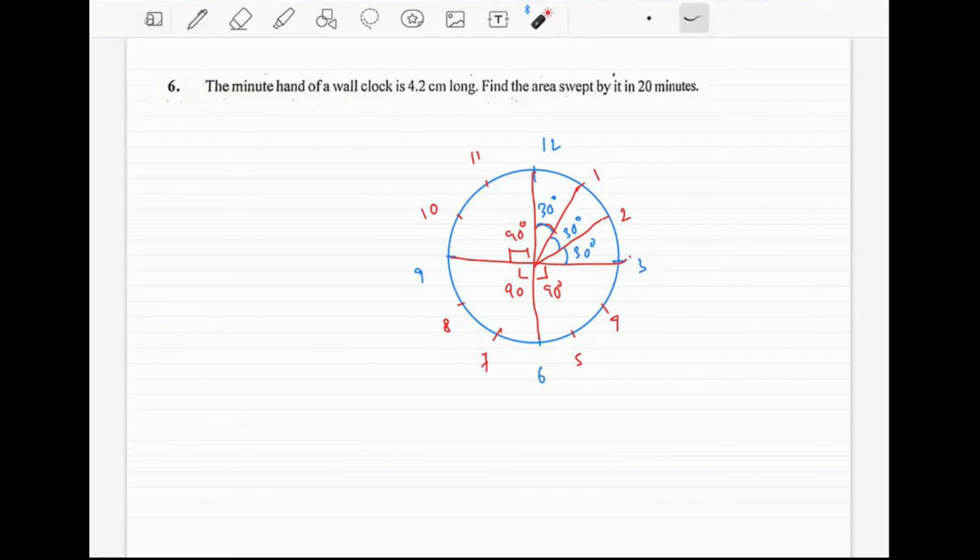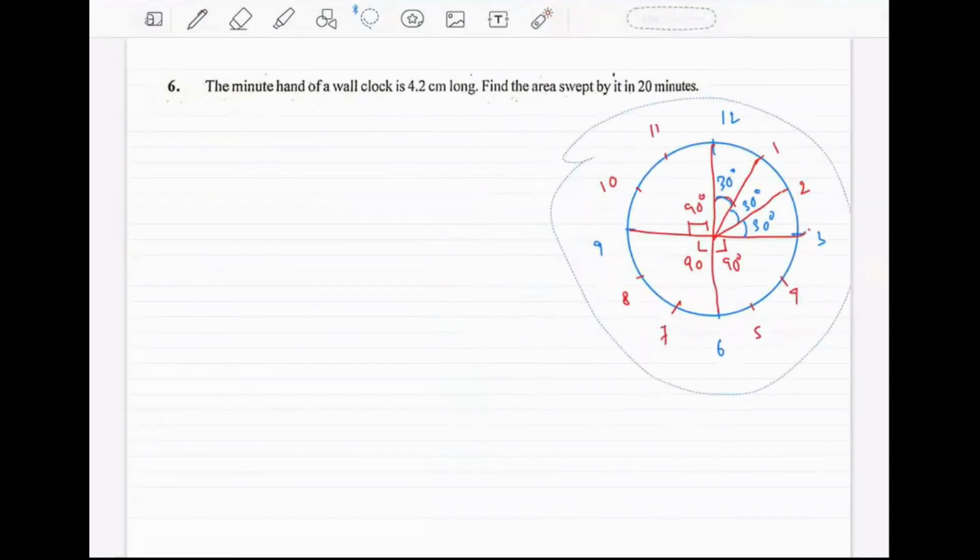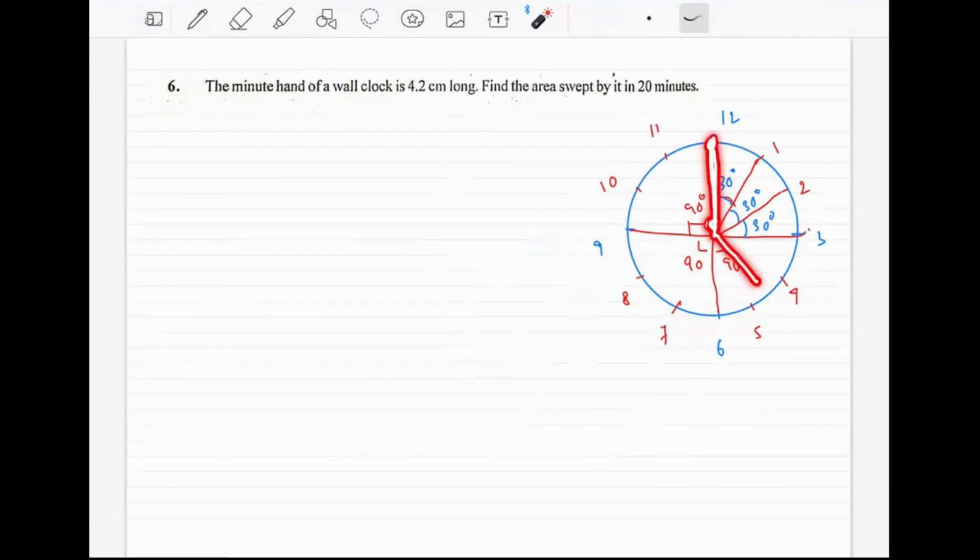So let's come to the question then. The question says the minute hand of a wall clock is 4.2 centimeter long. Find the area swept by it in 20 minutes. In 20 minutes, the minute hand was here in the beginning. This is the position of the minute hand. After 20 minutes, how much will it go? It will go until 4, right? Let me rub off the rest. The rest are not important anymore.